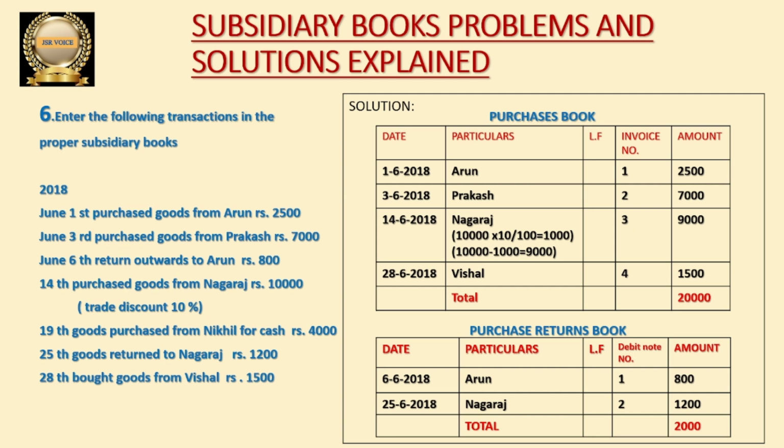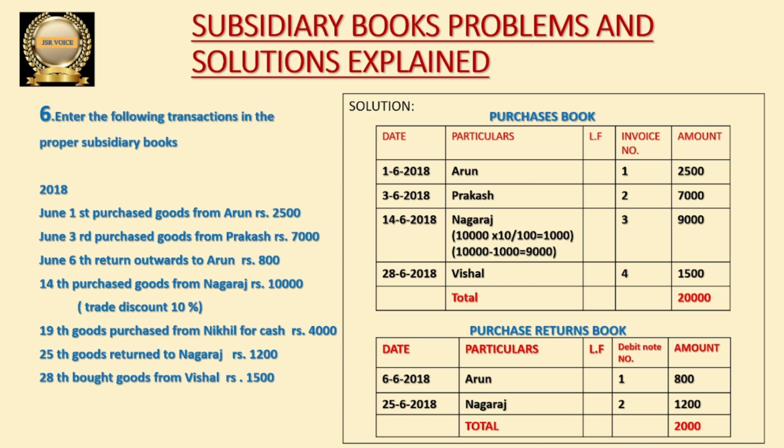Purchased goods from Nagaraj, rupees 10,000, trade discount 10%. This is related to purchases only, and we have to see whether it is satisfying the three conditions or not. Purchased goods only, not assets, so one condition satisfied. From Nagaraj, name is given, second condition also satisfied. Cash word is not mentioned, so it is a credit purchase, not a cash purchase. So three conditions satisfied. We can record it in the purchase book, right side in the answer.